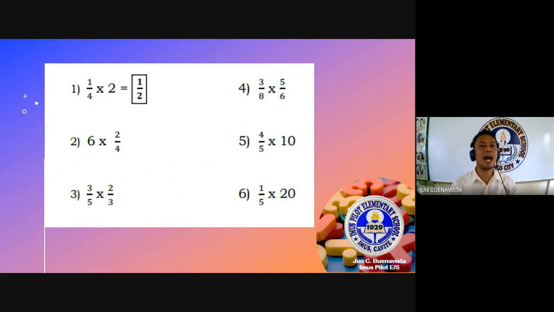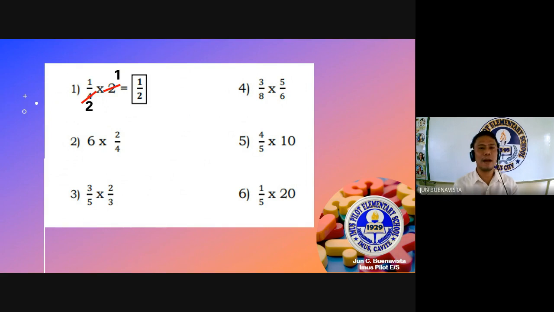Okay, so 1/4 times 2. We are going to cancel the whole number 2 and the denominator 4. Why? Because both can be divided by 2. All right, so we divide by 2. 2 divided by 2 equals 1. 4 divided by 2 equals 2.